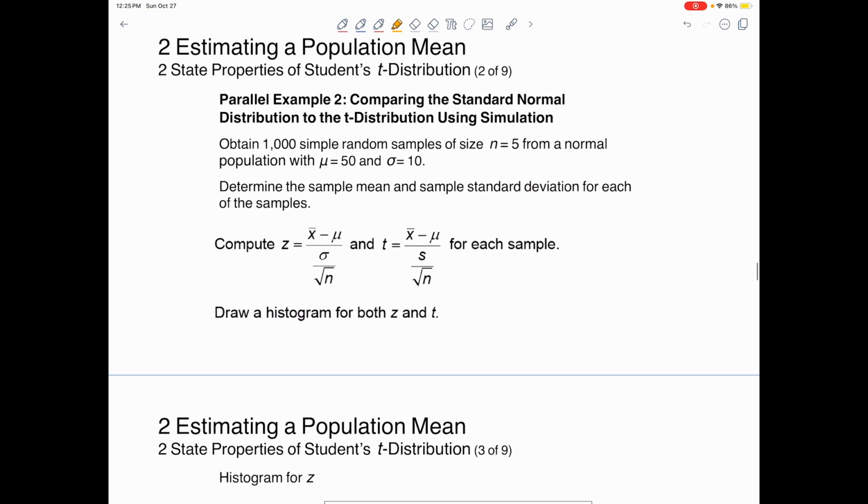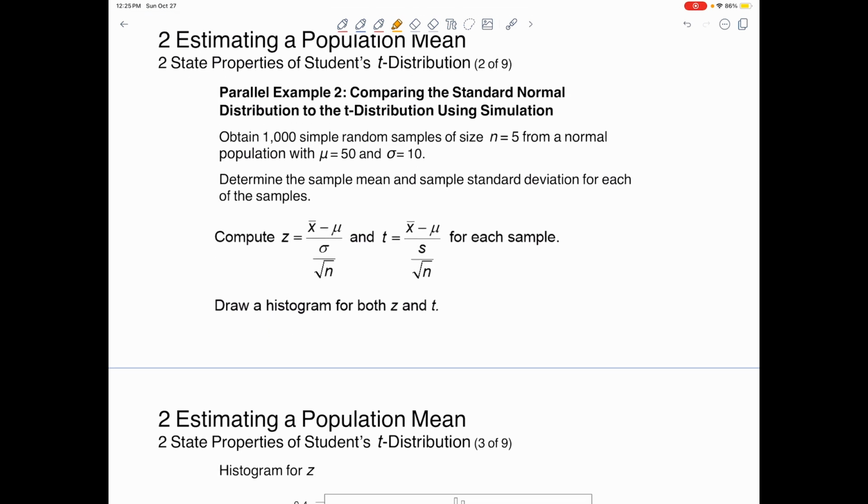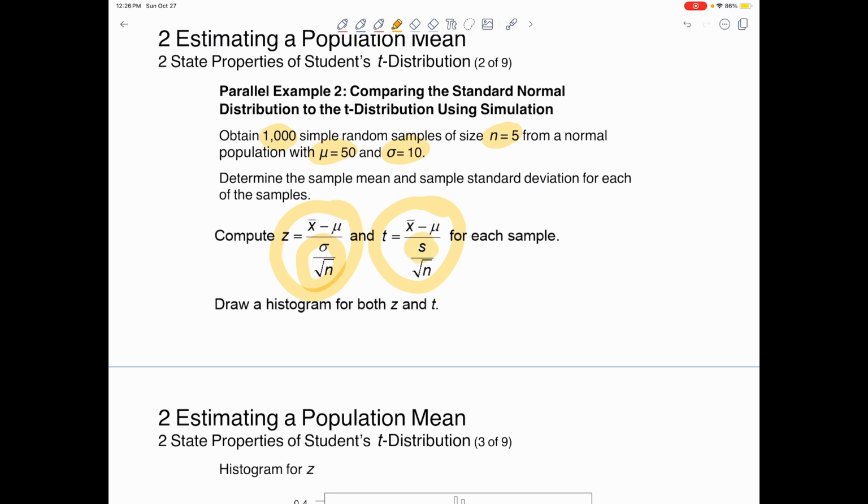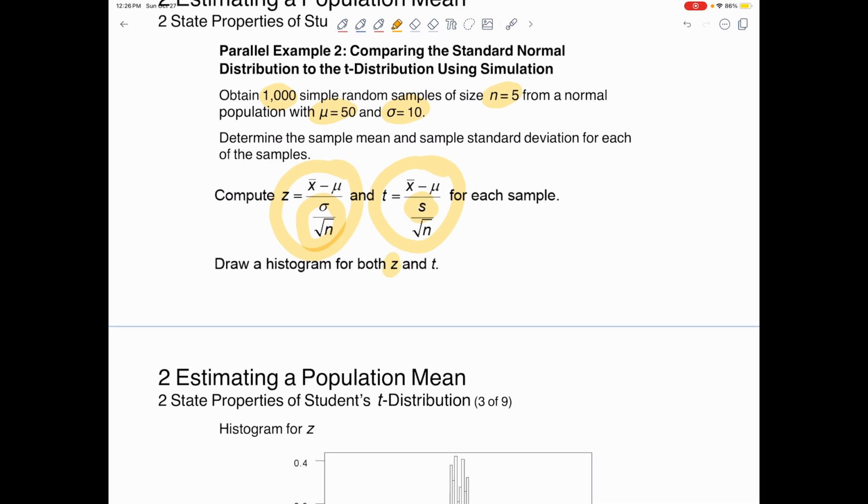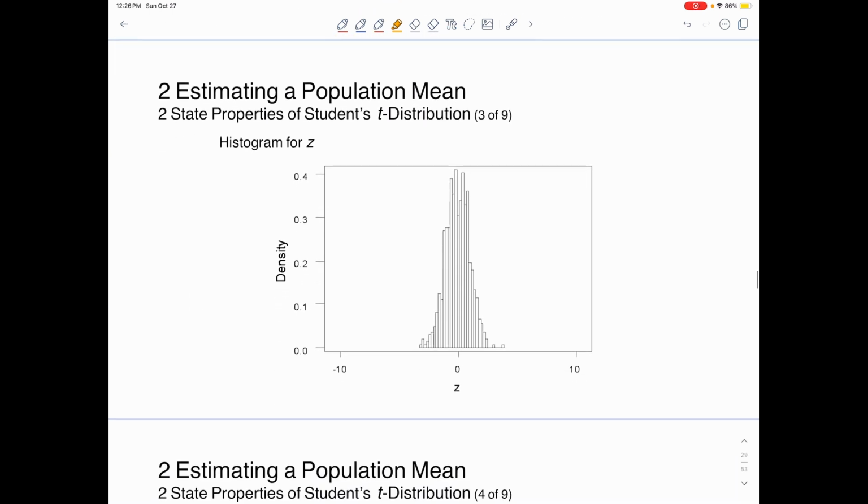Now, if we create a simulation where, let's say, we obtain 1,000 simple random samples of size 5 from a normal distribution with a mean of 50 and a standard deviation of 10, then we can determine the z-score, which is x minus mu divided by the standard error, versus the t-score, which is x minus mu divided by, we replace the standard deviation from the population with the sample standard deviation.